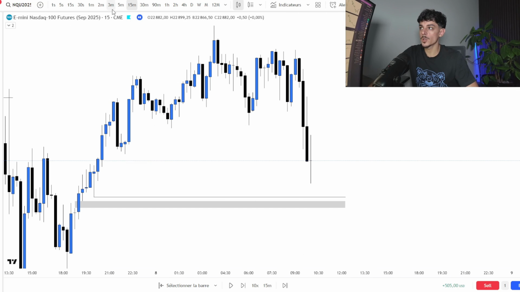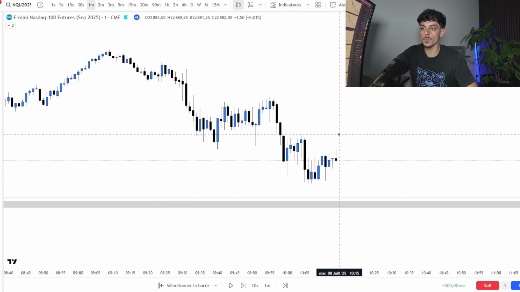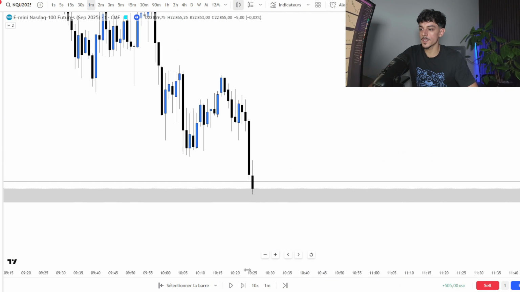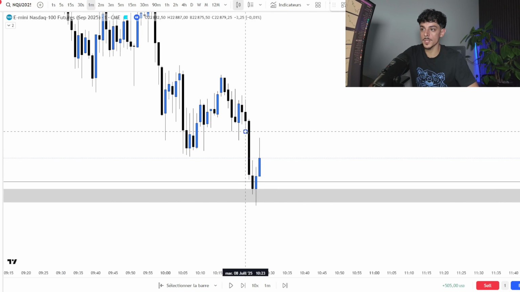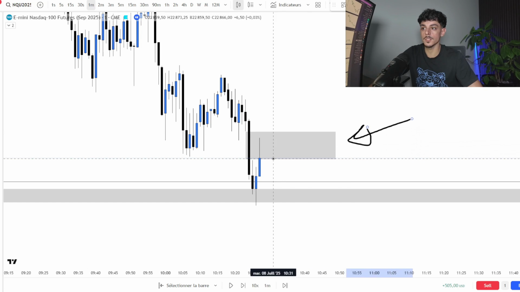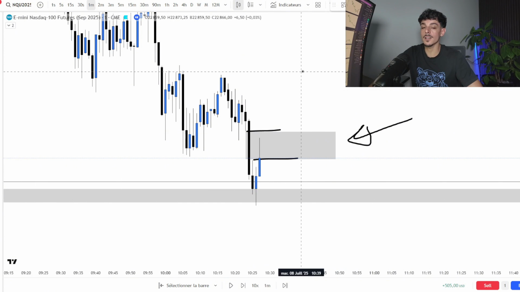Now I'm going to scale down to a 1-minute chart and see what's the reaction once we sweep this level. And right here, as you guys can see, we sweep this sell side liquidity pool, and as soon as we sweep it, we create a bearish fair value gap. So this level right here tells me that there's a lot of sellers located between this candle's high and this candle's low.